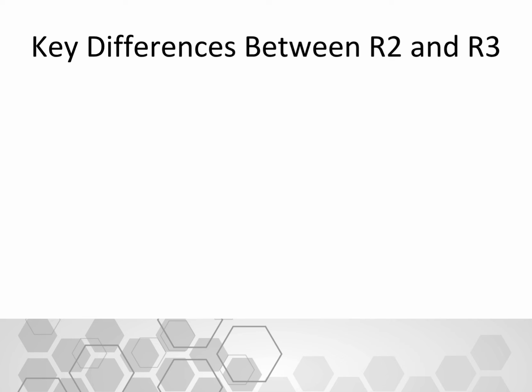Key differences between R2 and R3. Let's now zoom in on the main differences between R2 and R3. 1. Fewer principles, but broader impact. R2 had 13 principles. R3 streamlines them into 11, but they're more holistic, focusing on ethical conduct, participant rights, scientific soundness, proportionality, transparency, and accountability. The language has shifted from checklist style to values-based guidance.